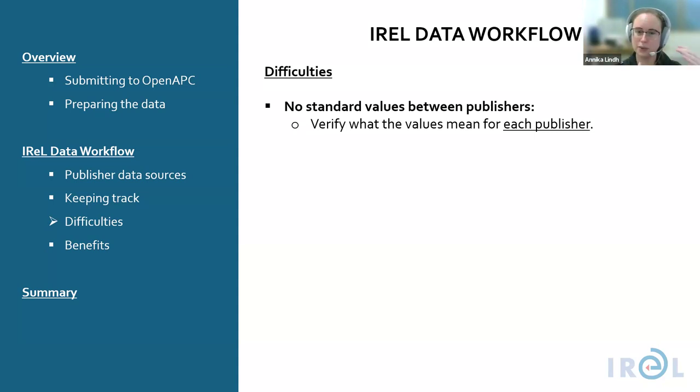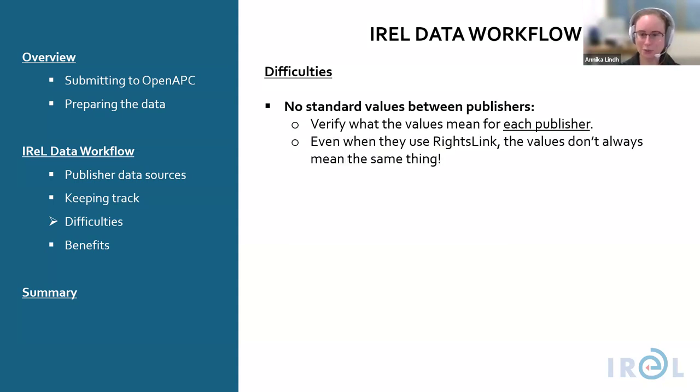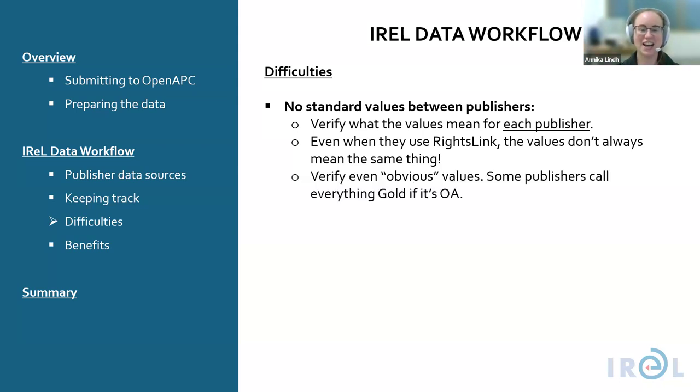If you get some sort of report that looks the same every time from the publisher, like the monthly RightsLink report, for each publisher that uses RightsLink, their values might not mean the same thing. So even if it looks like, oh, it's another RightsLink report, no, the publishers still have their own way, even in those. So I would really recommend verifying even obvious values, because some publishers, for example, call everything gold, but in the OpenAPC there's a distinction: is it fully OA or is it hybrid? And publishers might not mark things as hybrid.